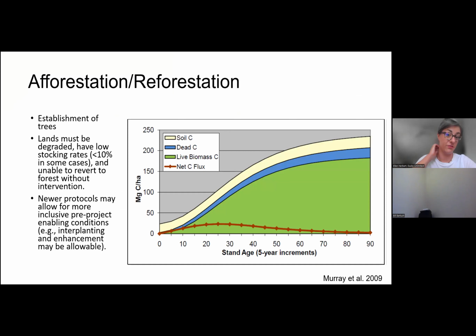So we'll start with afforestation, reforestation. Many of you might recognize this graph. This was from some SEEP work that was done in the early 2000s on WRP and CRP forest restoration in the MAV.